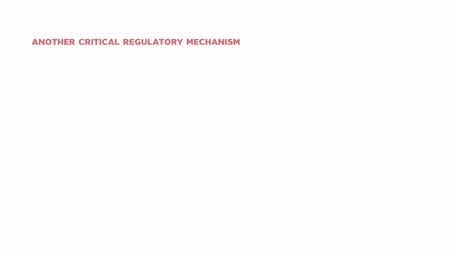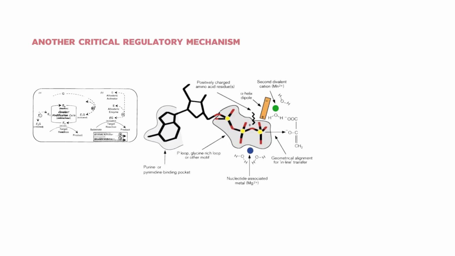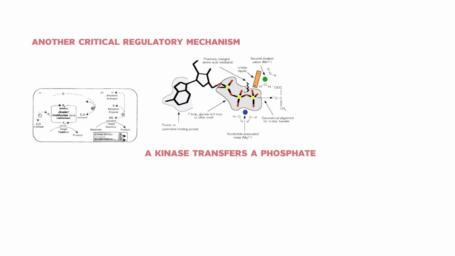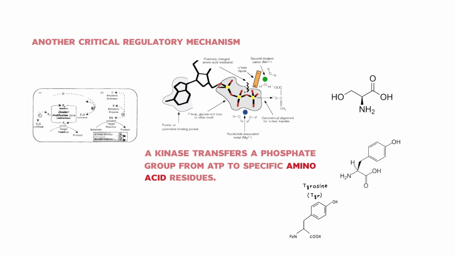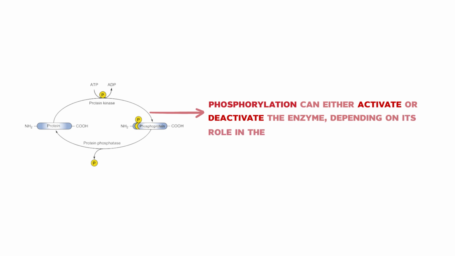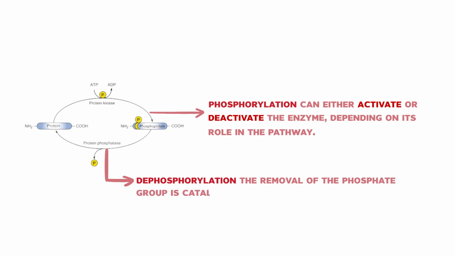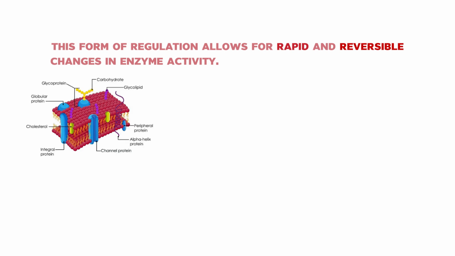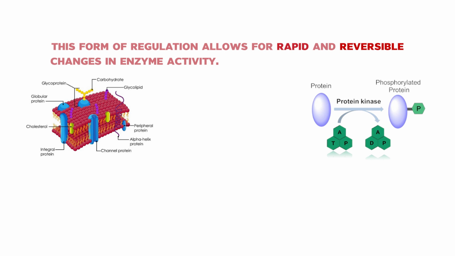Another critical regulatory mechanism is reversible covalent modification, with phosphorylation being the most common type. In phosphorylation, a kinase transfers a phosphate group from ATP to specific amino acid residues, such as serine, threonine, or tyrosine, on the enzyme. Phosphorylation can either activate or deactivate the enzyme, depending on its role in the pathway. Conversely, dephosphorylation, the removal of the phosphate group, is catalyzed by phosphatases, reversing the effects of phosphorylation. This form of regulation allows for rapid and reversible changes in enzyme activity in response to cellular signals, playing a vital role in processes like signal transduction and metabolic control.